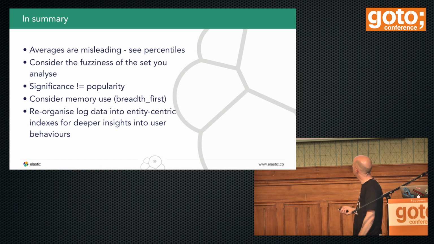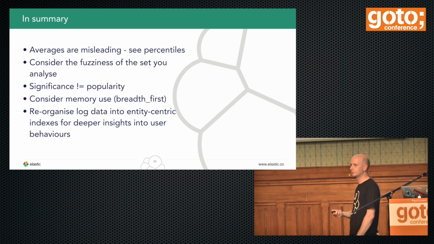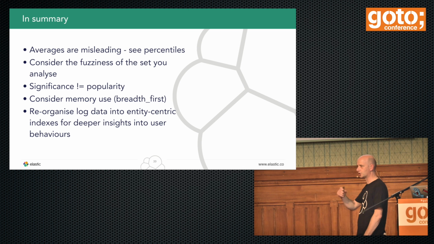So just to summarize and recap, averages are misleading. The Bill Gates example: use percentiles, medians. Think about the fuzziness of the set that you're actually analyzing. So, how fuzzy is your query? What sort of results are you actually trying to summarize here? Significance is not the same as popularity. A recommendation engine that only ever told you, hey, a lot of people like Star Wars, wouldn't be a good recommendation engine. You've got to tune into what's significantly different about certain sets of people or data.